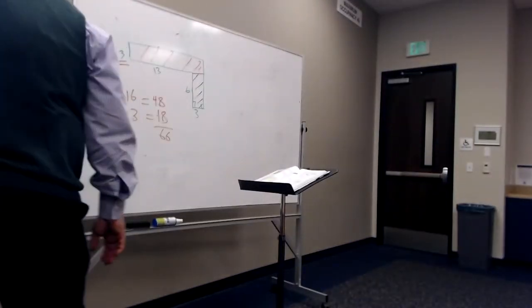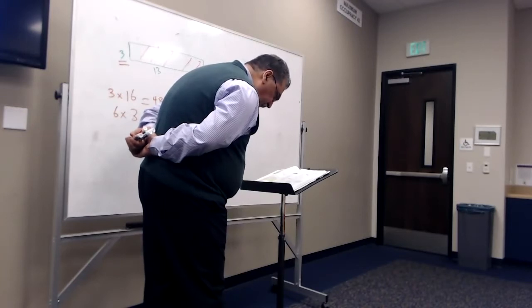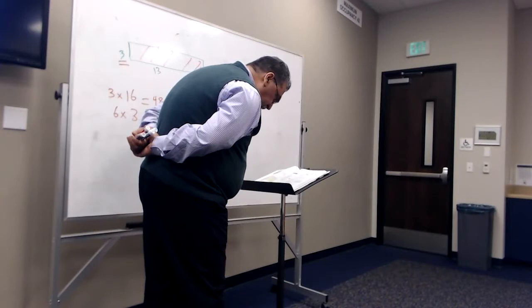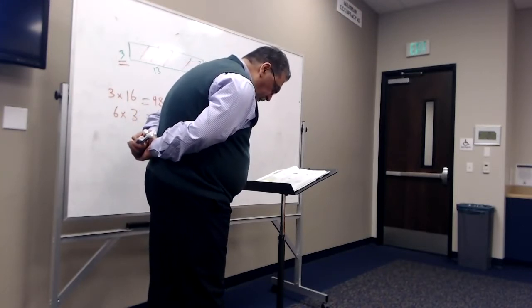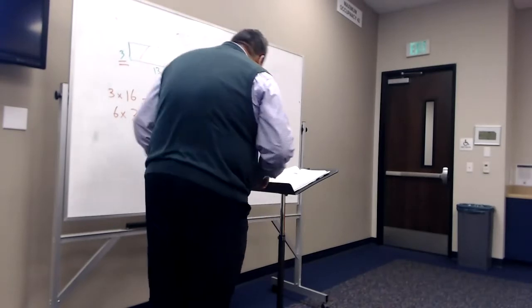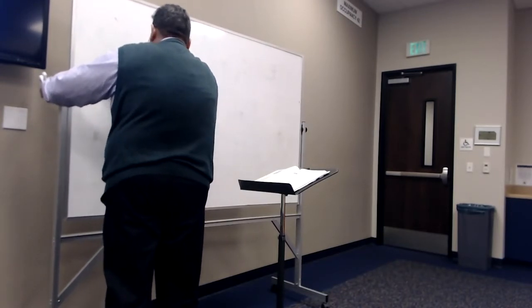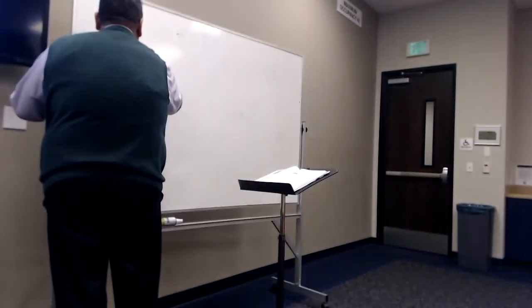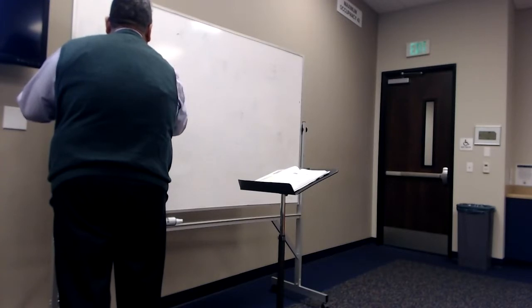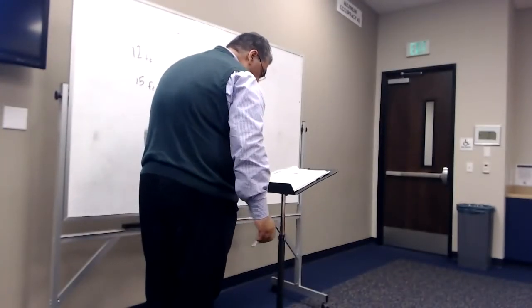Example 2, page 5. What will it cost to carpet a rectangular floor measuring 12 feet by 15 feet if the carpet costs 18.50 per square yard? Well, first convert both measurements from feet to yards. 1 yard is 3 feet. So we have 12 feet here and 15 feet there. 1 yard is equal to 3 feet.